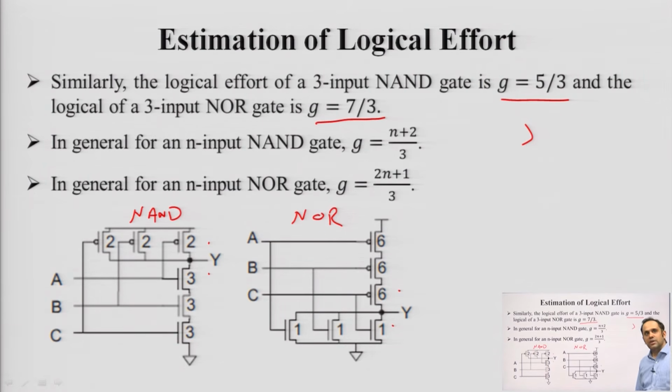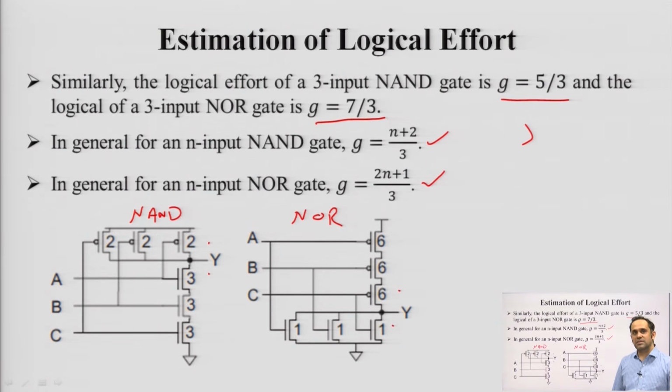And to generalize, for an n input NAND gate, the logical effort is (n plus 2) by 3, and for a NOR gate (2n plus 1) by 3. So now you can see that as the number of inputs increases, the logical effort is going to increase quite a lot for a NOR gate. This is also a major reason why NAND gates are preferred over NOR gates. This is a frequently asked question: why are NAND gates preferred for logic design over NOR gates? This is one of the reasons.